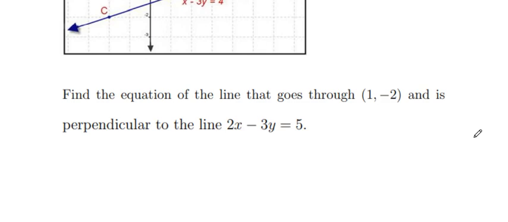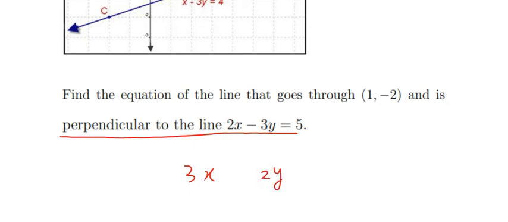So perpendicular to this line, we change those equations, we just swap 2 and 3. So this just becomes 3x, 2y. Here there's only the negative, so we just put a positive. So this line should be like this: 3x plus 2y equals some number. So we just need to determine this number.